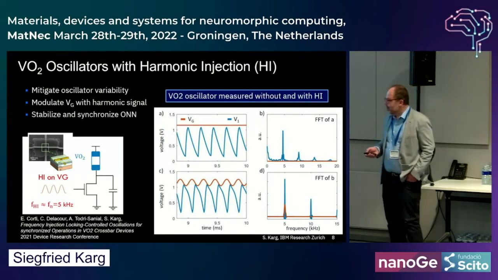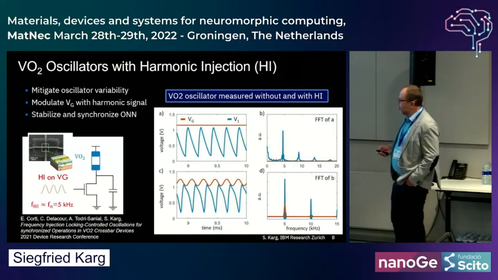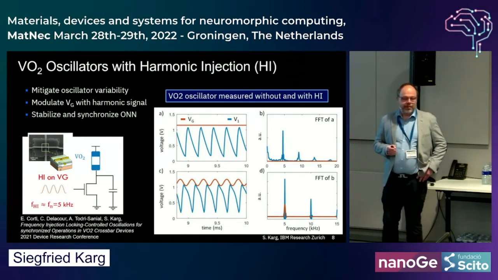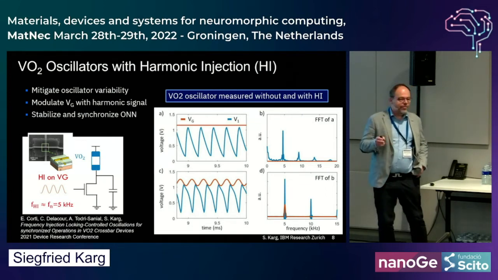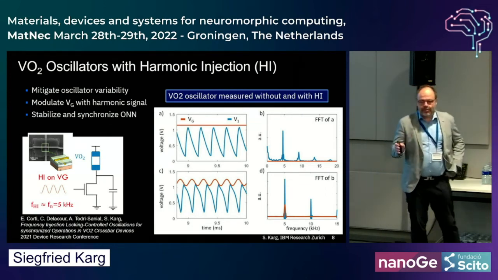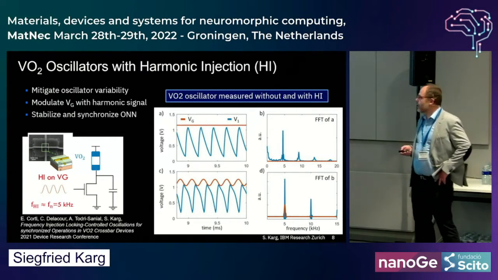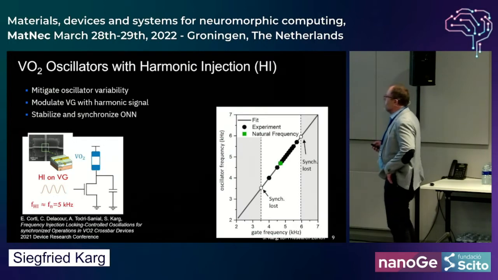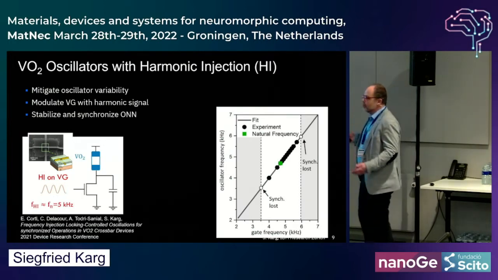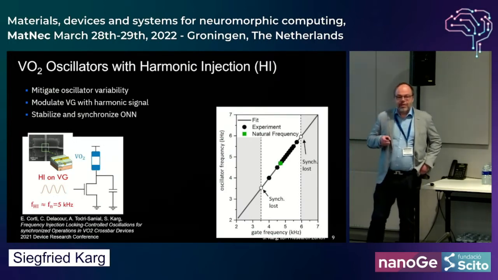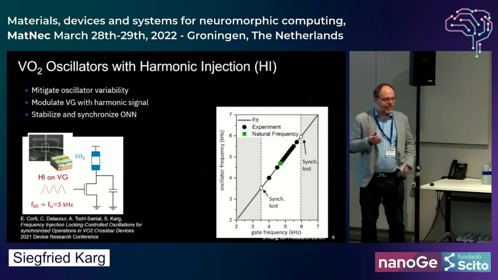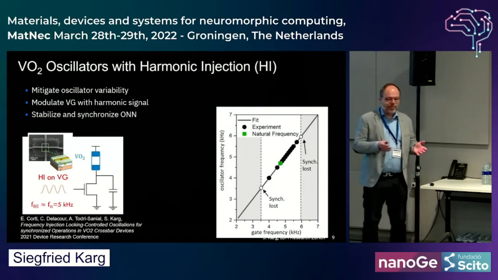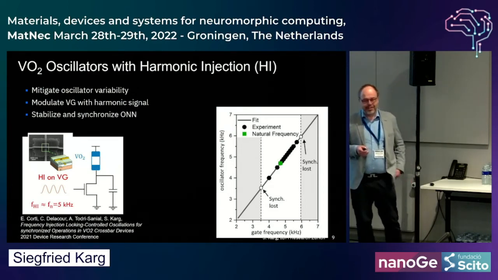And if you look at the Fourier transform, then you see that now the frequency is exactly 5 kilohertz. So we can tune the frequency of a vanadium oxide oscillator with the harmonic injection. This helps us to stabilize and synchronize our ONN later, because if every oscillator has a slightly different natural frequency, it will become difficult to couple them all to sync into one frequency.